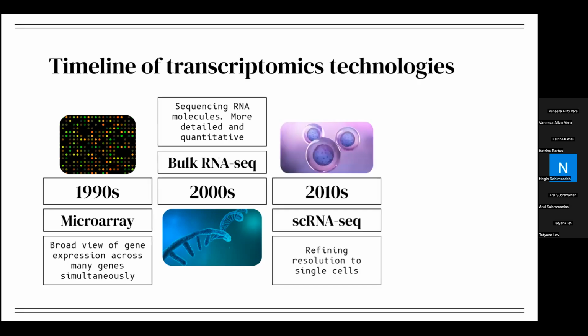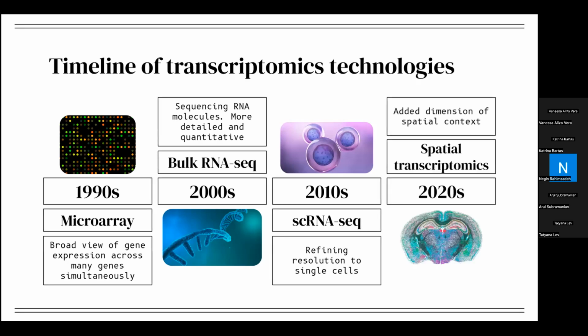So in the 2010s, we started seeing more and more single cell RNA sequencing. This really allowed us to refine the resolution to single cell. So every single cell is considered, its transcriptome is considered on its own. And so we've seen a lot of advances in science because of the advent of single cell RNA sequencing over the last decade or so.